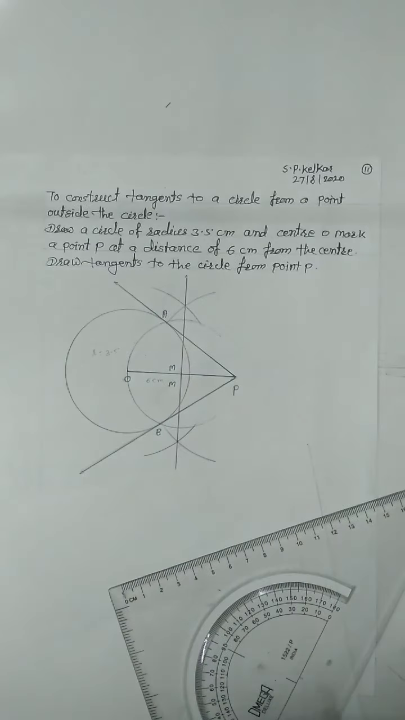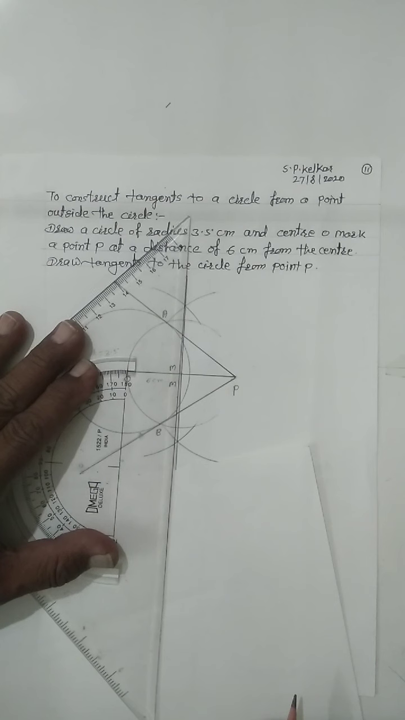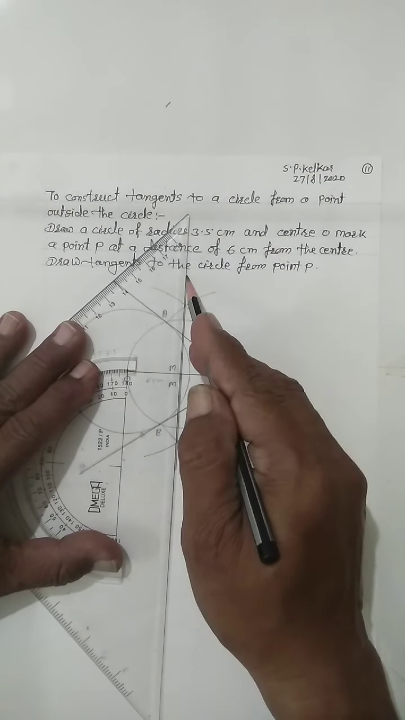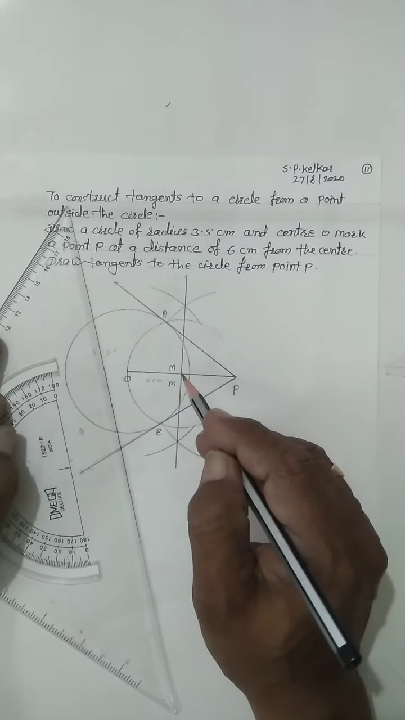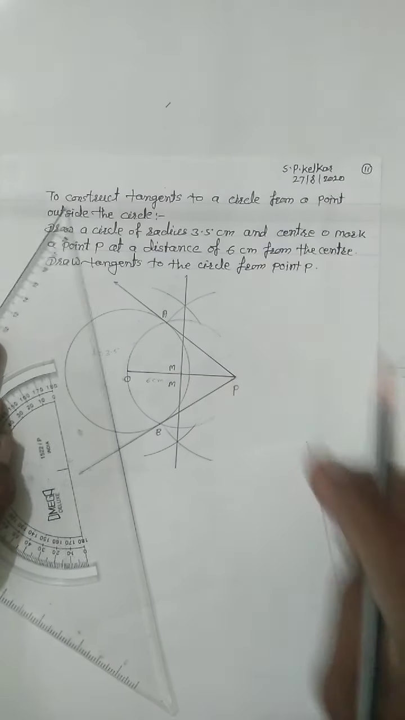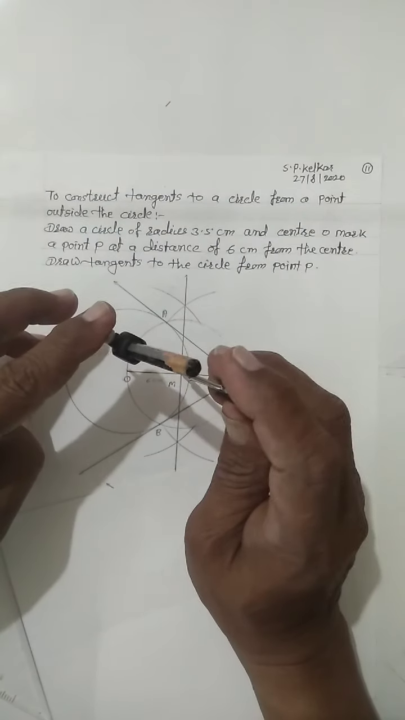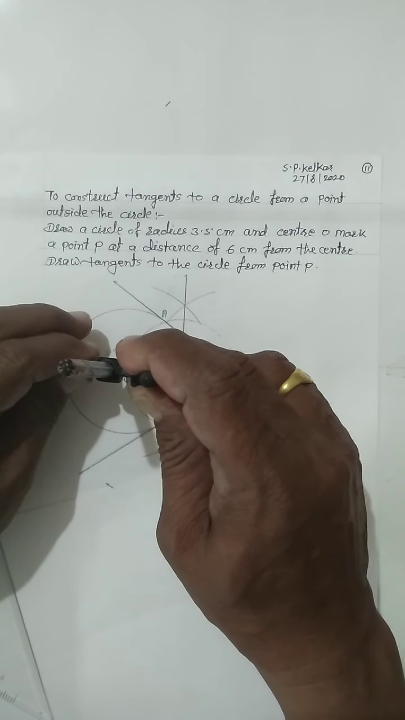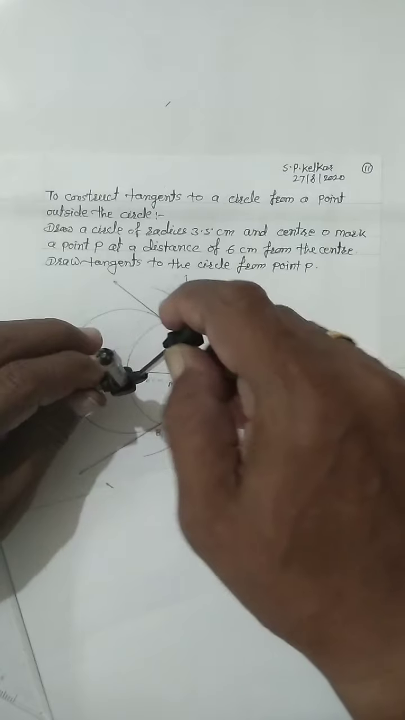Now draw the line from these two intersecting points. This line is a perpendicular bisector of the segment OP. Now this point is M. Then take a distance between two terminals of the compass as OM or MP, which is the radius.